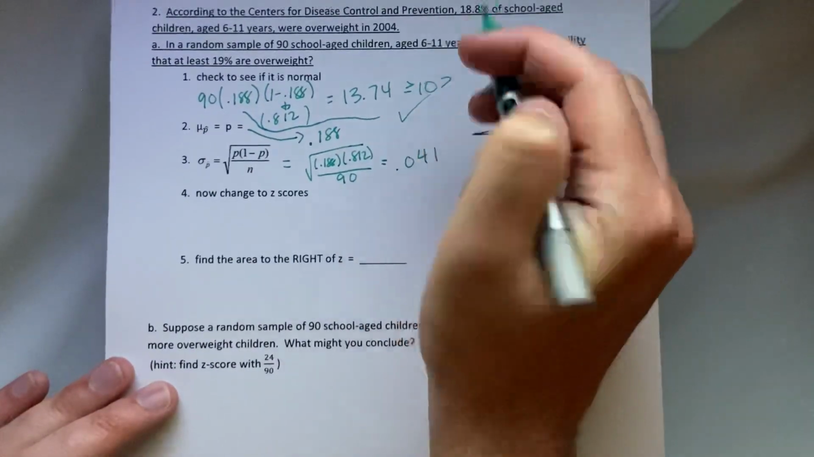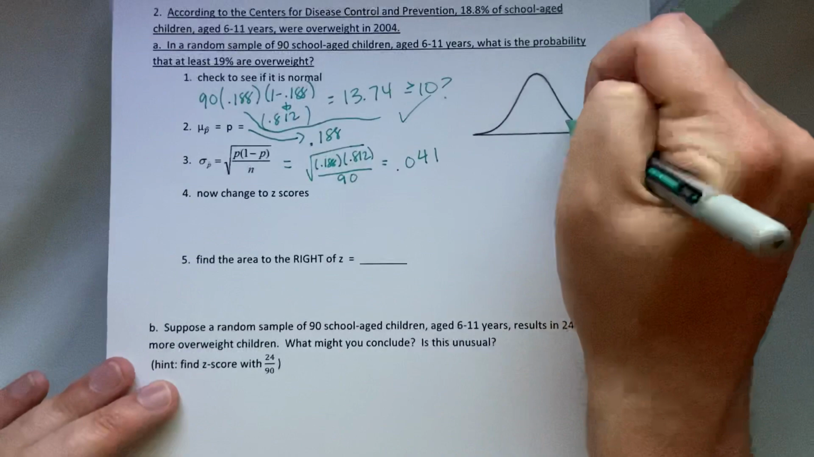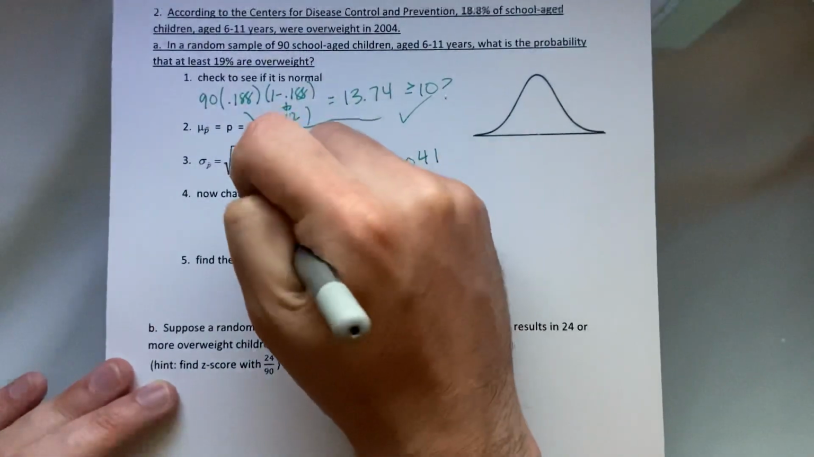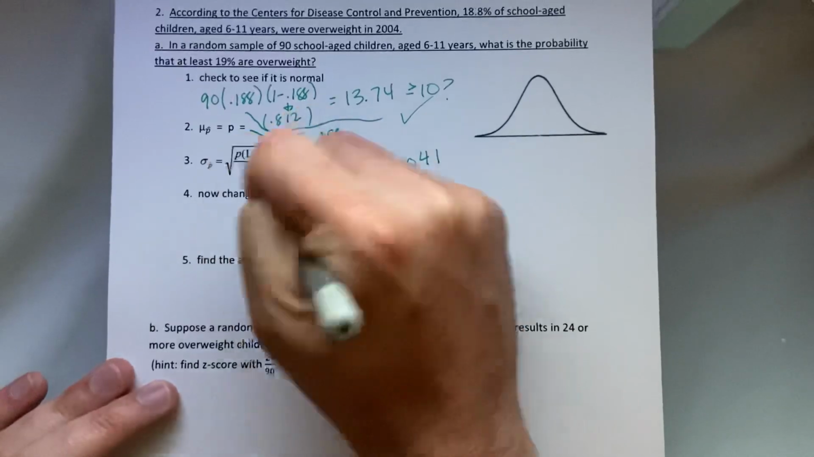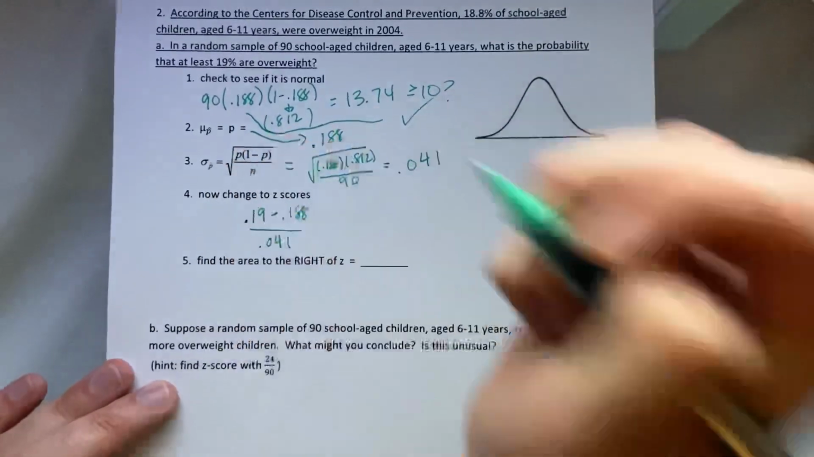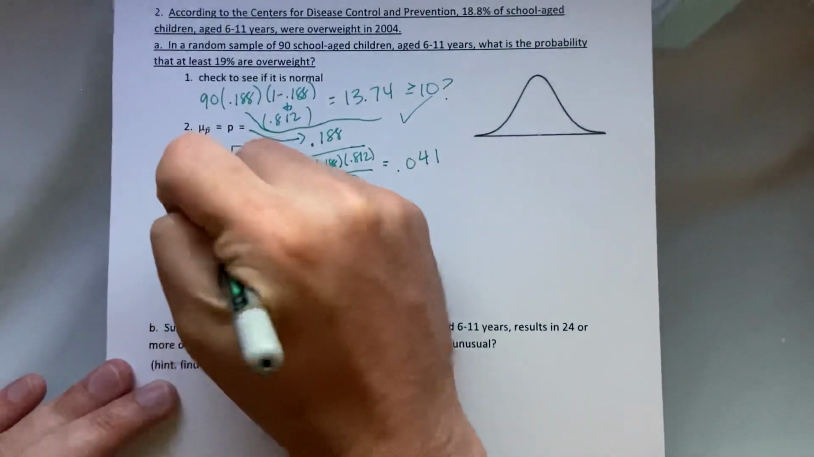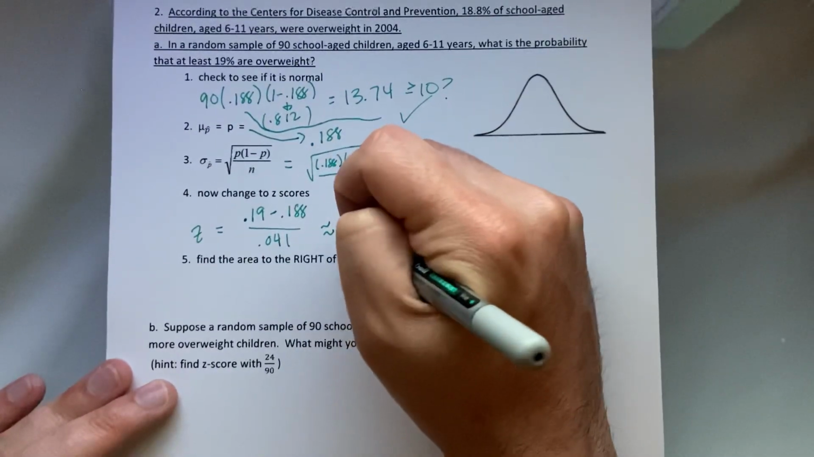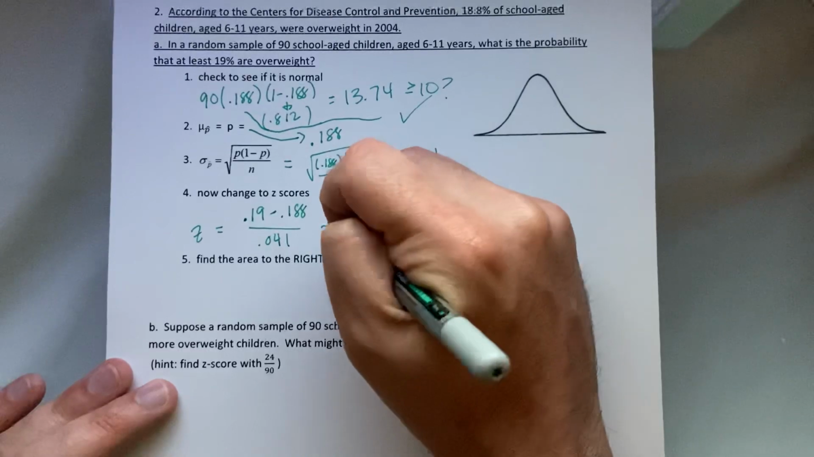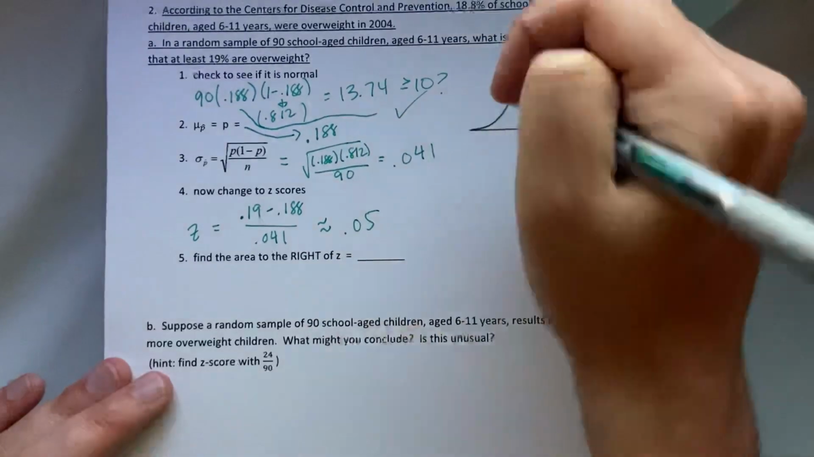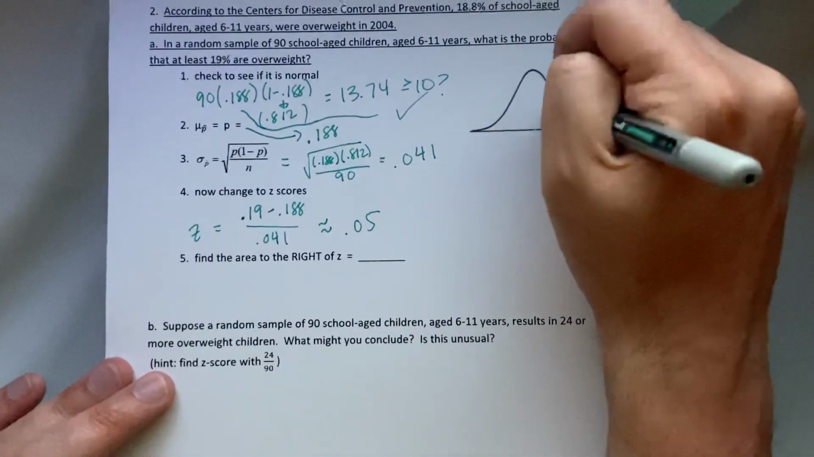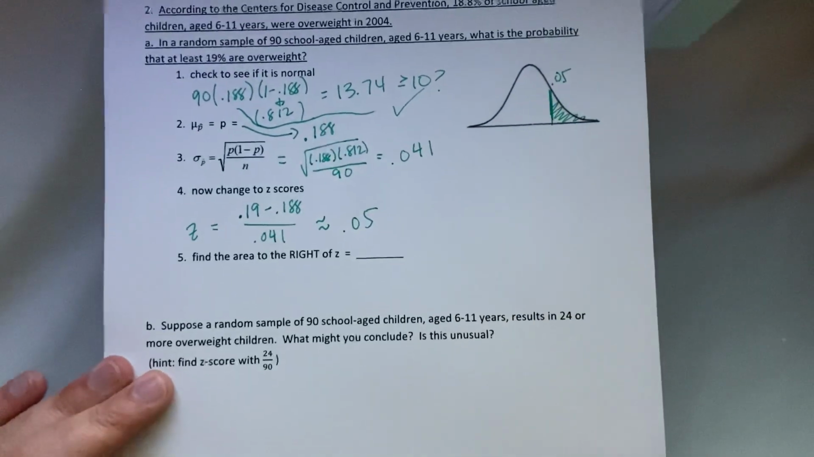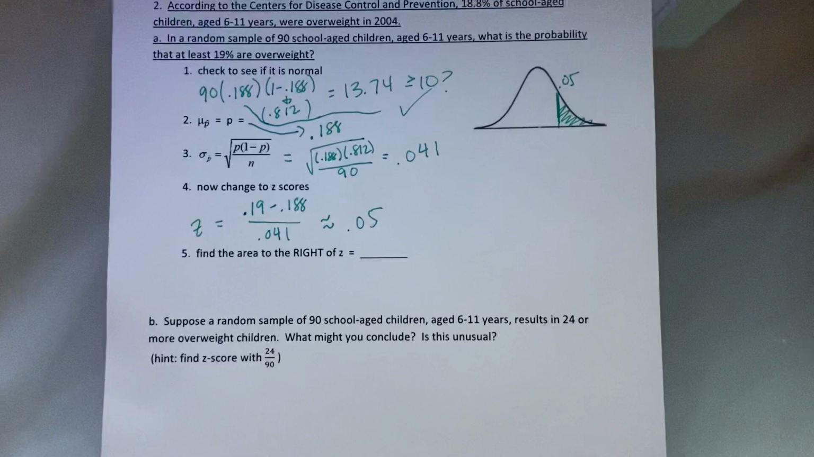My actual amount of kids, I know I'm looking for 19%, so that'd be 0.19 as a decimal minus 0.188 over 0.041, which is approximately 0.05. So we're looking for the area above 0.05. Here. So it says find the area to the right.